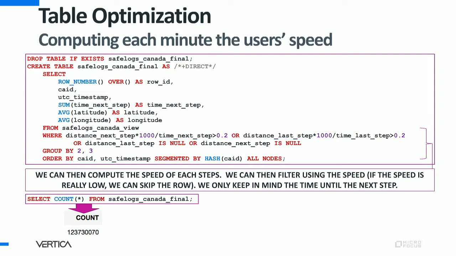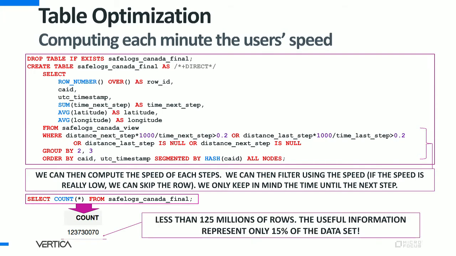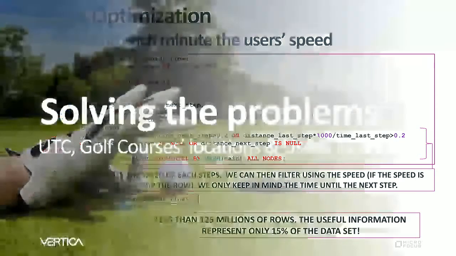We can also keep this number in order to be sure of what we are doing and not considering useless users. At the end of this query, as you can see, useful information represents only 15% of the data set. So now that our data are clean, let's try to solve the problem.